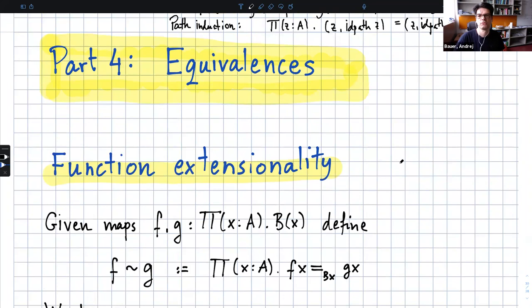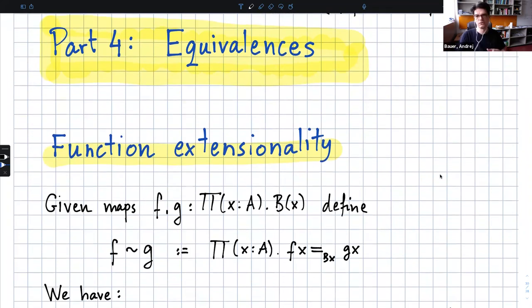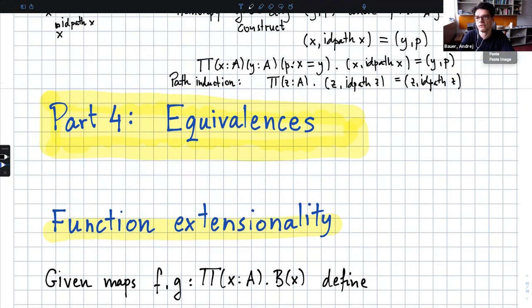I gave an explanation which the participants liked. So I'm going to take the time to give you a quick explanation of why path induction works. And I don't have any space here. Let's see, how does this work? Oh, I could do this, yes.